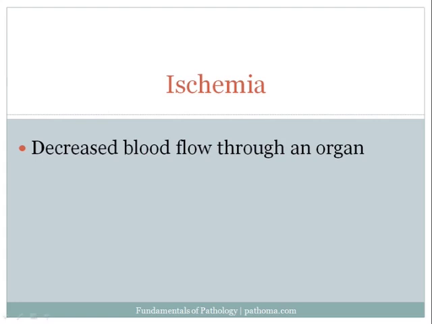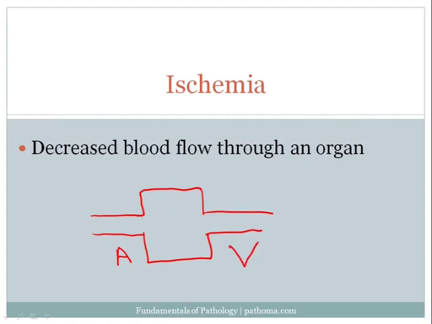Probably the easiest way to think about this is, I'll draw you an image here. This is the artery, and it is feeding any organ. It doesn't matter for this particular discussion. And this is the vein, which is draining that organ. Now, ischemia refers to decreased blood flow through that organ. So this is the way that blood would be flowing through the organ, obviously.